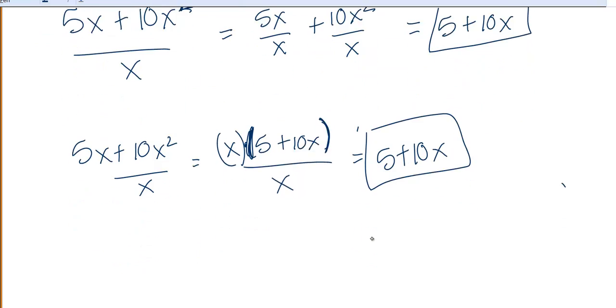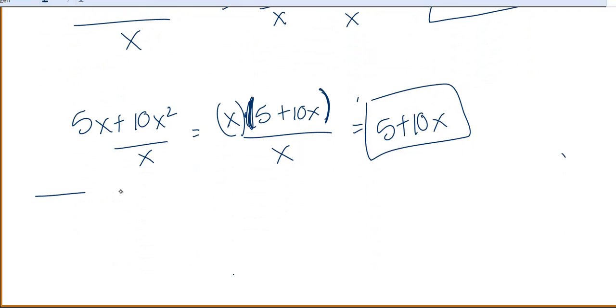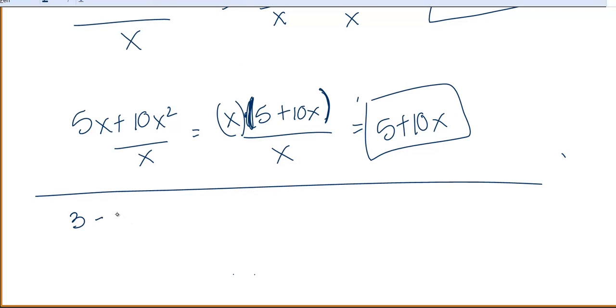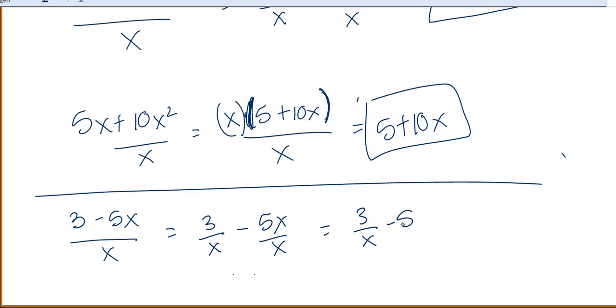So let's make up one more problem for ourselves just to see if we understand it. So if I have 3 minus 5x over x, can I simplify this? I could try to, but I would have to do 3 over x minus 5x over x. Or I'd get 3 over x minus 5. You could simplify it this way. You probably wouldn't bother to because the end result isn't much simpler, but you could.